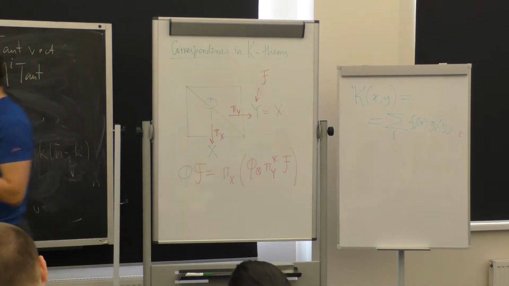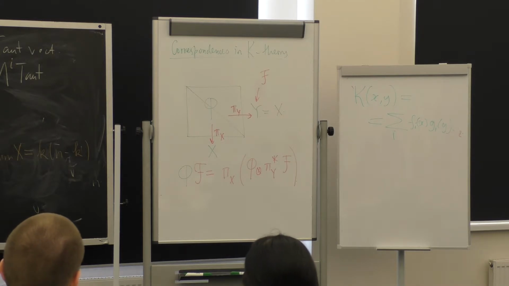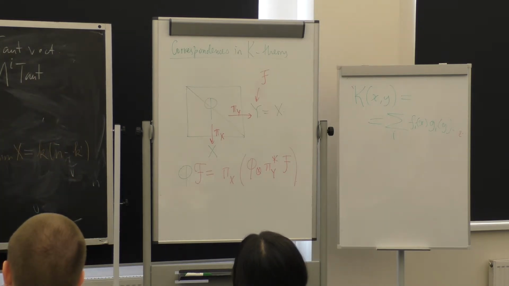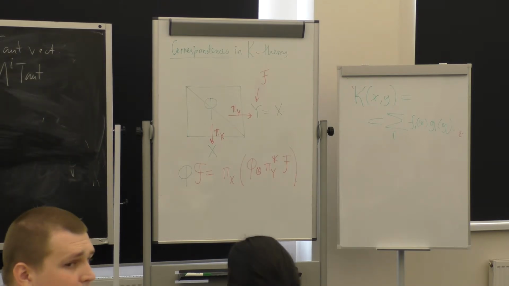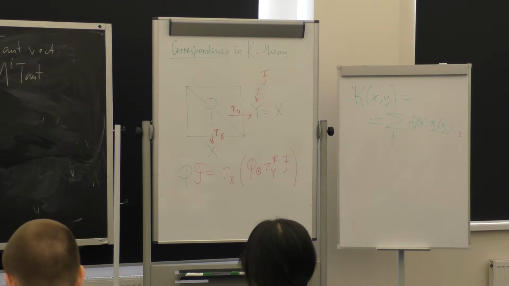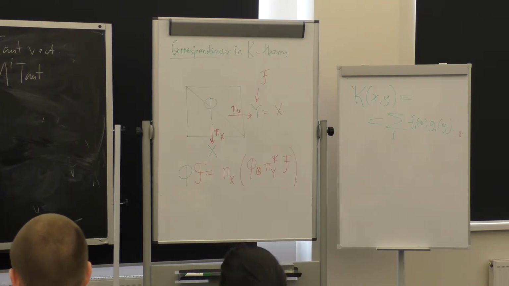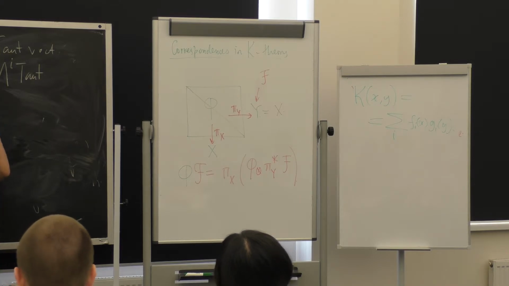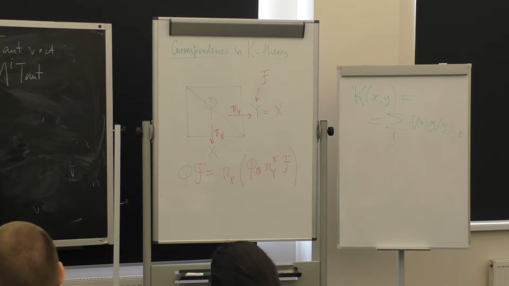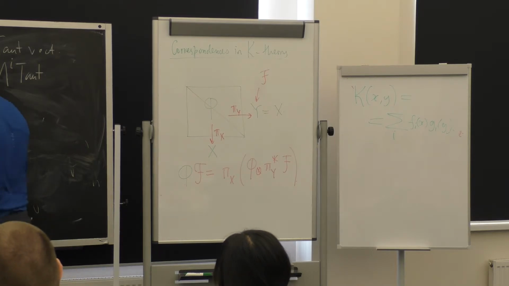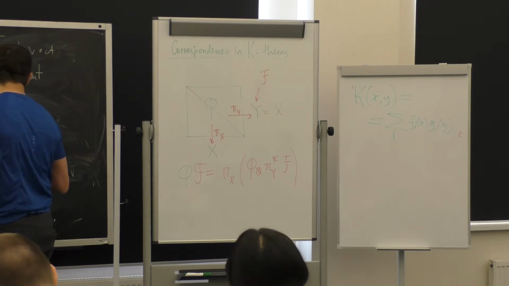So if I have the resolution of the diagonal by sections of tautological bundles, then the identity operator means I can write the diagonal as the sum of alpha_i tensor beta_j, where this is some expression in L1, a K-theory class, and this is some expression in L2.